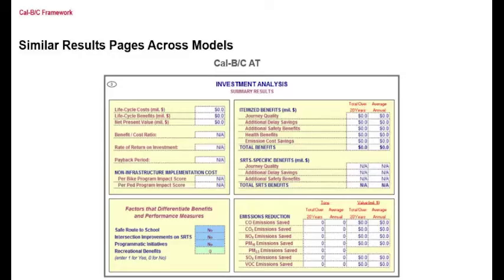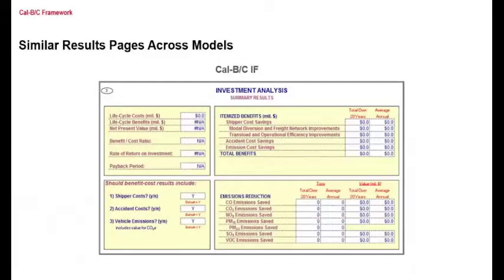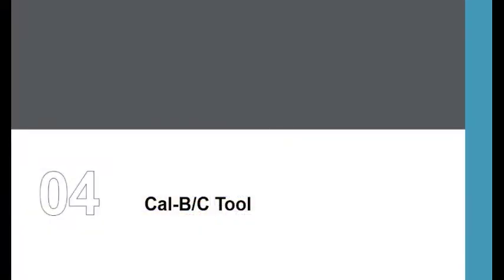And for the brand new intermodal freight, this is the results page. Again, you have accident cost savings and emission cost savings benefits, but the additional here is the shipper cost savings, broken down into those types of improvements: modal diversion and freight network improvements, as well as transload and efficiency improvements. So that lays out the foundation, the CalBC framework. So Chris Willigas from HDR will take it from here.